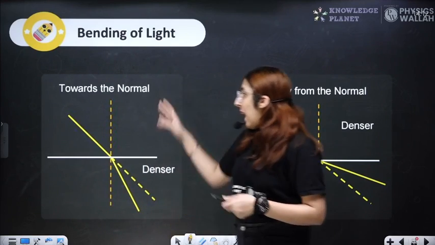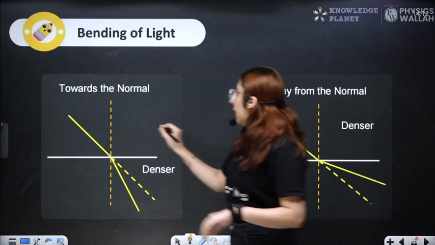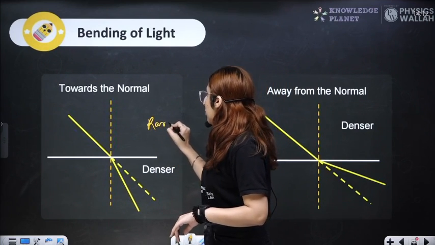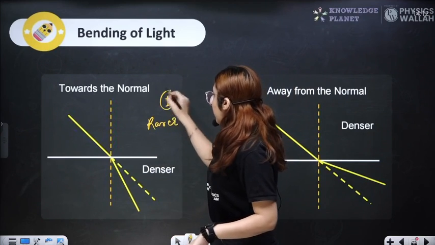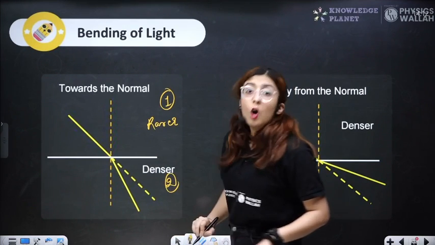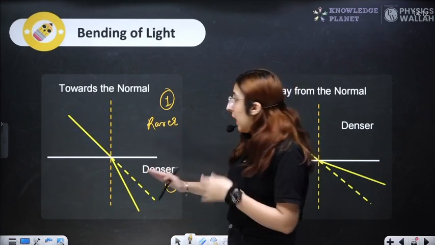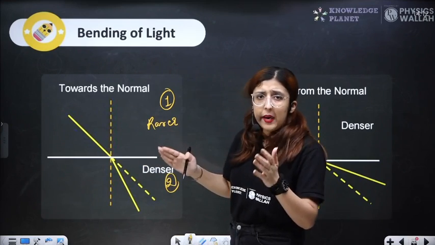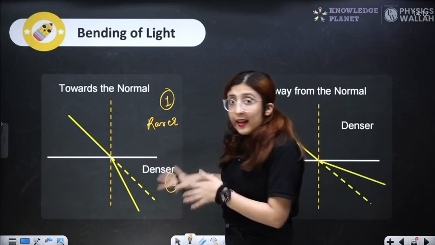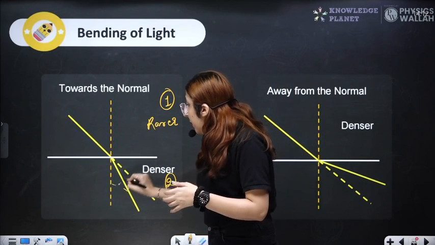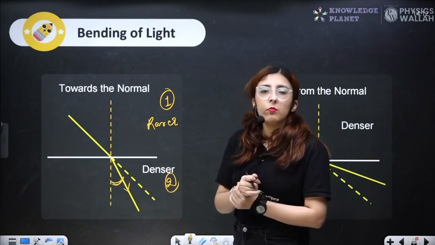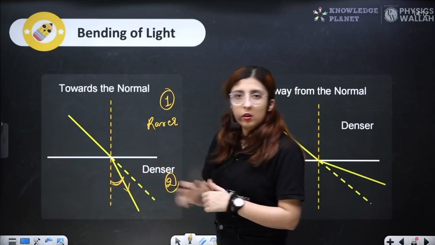Have a look over here, there are two media. One is rarer in nature, the other is denser. So light is moving from medium 1 to medium 2. What will happen? Here the light was moving with a particular speed. Now it is a denser medium, so the light is going to bend towards the normal. Have a look, normal.